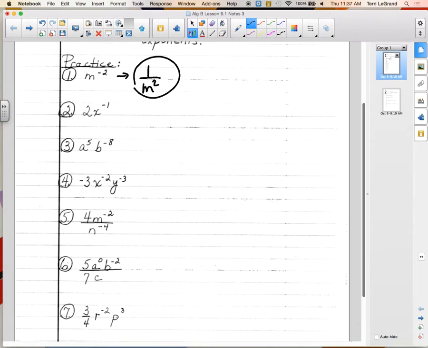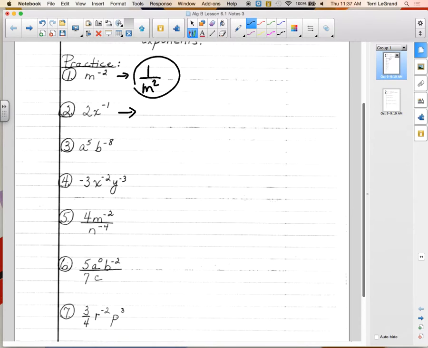Why isn't the 2 being taken to the negative 1 power? How do we know that? This is important that we understand this. Trey? It's not in parentheses. If we had 2x in parentheses and the negative 1 power outside those parentheses, then both of them would be. But in this case, only the x is taken to the negative 1 power.